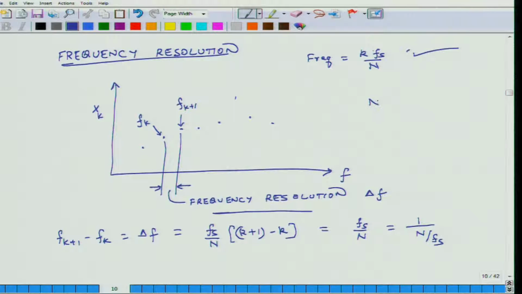Now, N is the total number of points which we are considering for our analysis. Fs is the sampling frequency. So N over Fs is nothing but the duration of the time signal, which is equal to T, right? So this is equal to 1 over T.